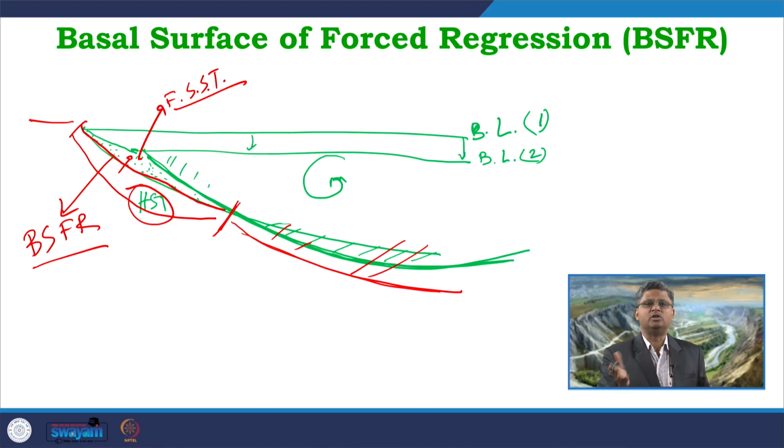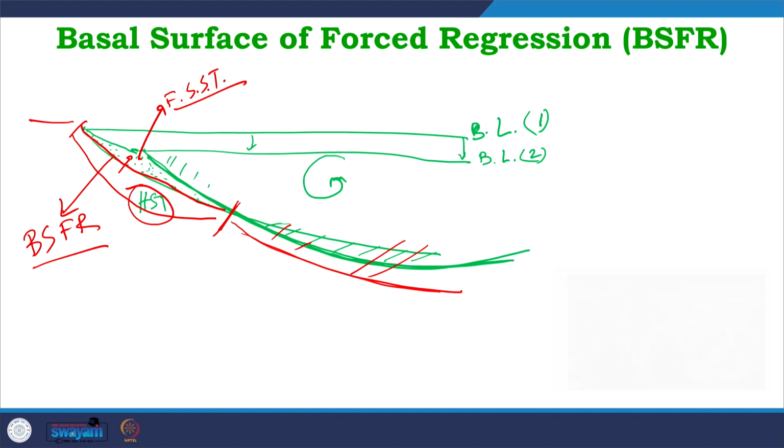So, in such cases only we can get reworking of the shelf sediments and the BSFR will not be preserved. Otherwise, in the shelf environment we can expect preservation of BSFR. We will discuss this later on. So, when this kind of surface is preserved from subsequent erosion, or in that part of the basin where this kind of surface is preserved from subsequent erosion, the BSFR occurs within a fully marine succession.